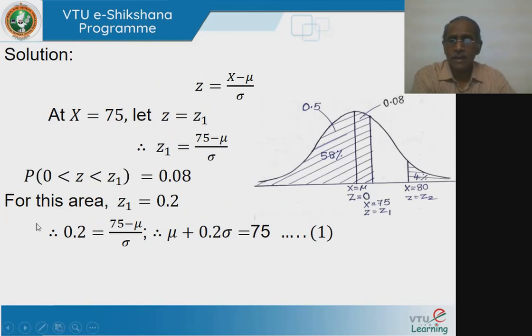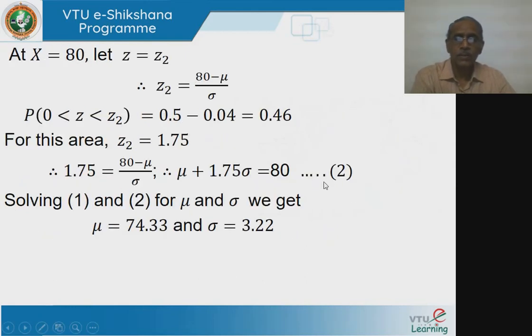Solving 1 and 2, we get mu is equal to 74.33, that is, the mean is 74.33, and the standard deviation sigma is 3.22.